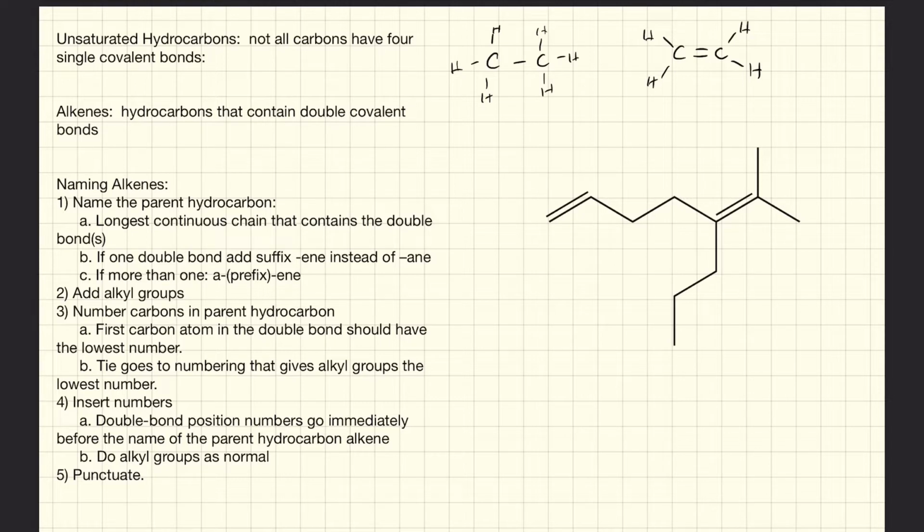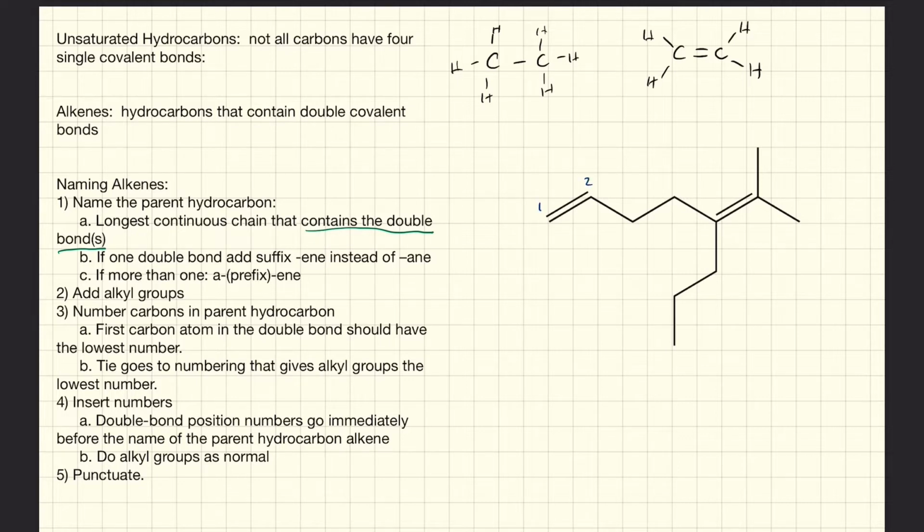So naming alkenes, very similar to what we did before. Name the parent hydrocarbon. The only thing here is this is a little different. It's the longest continuing chain that contains the double bond. Okay, now that's important for this one because when I look at this one, the longest chain would be 1, 2, 3, 4, 5, 6, 7, 8. However, this side does not contain this double bond, so we're not going to do it.